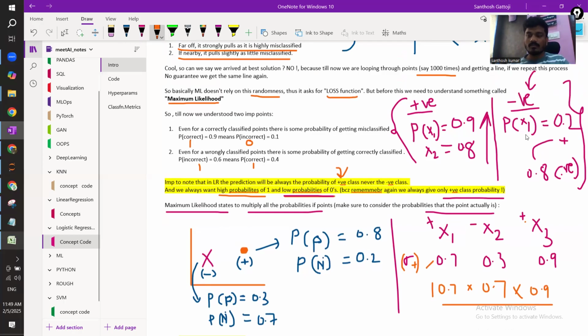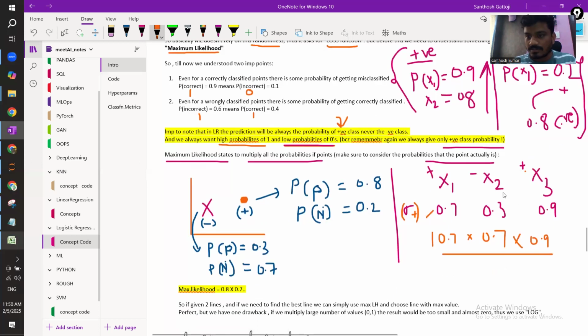For a perfectly negative class, what will be the probability from sigmoid? Will it be high or low? Low, right? I'm saying it could be 0.1 or 0.0. The lower the value, the more perfectly it is classifying, the more strongly it is saying that it is a negative class.